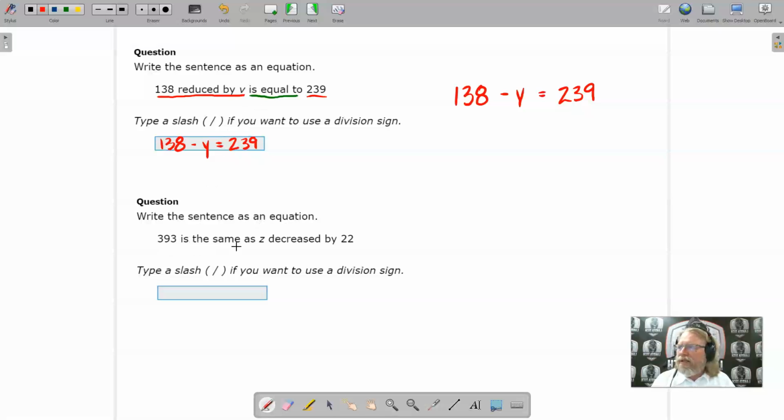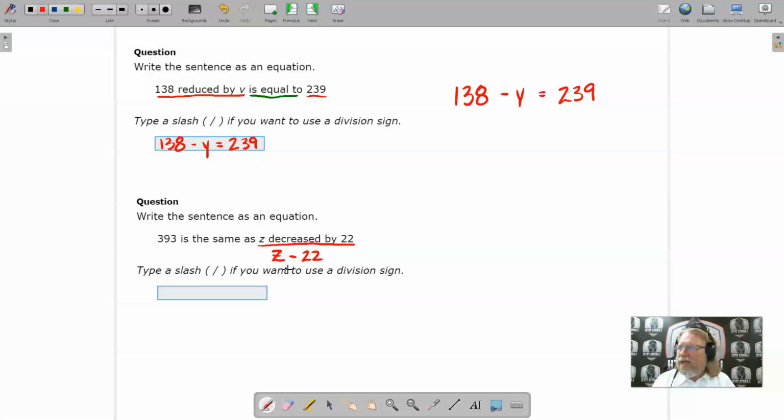393 is the same as z decreased by 22. So z decreased by 22, well, which one are we taking away? Are we taking away 22 from z, or are we taking z away from 22? Well, z is what's being decreased, so that's what we want to take away. So that's going to be z minus 22.